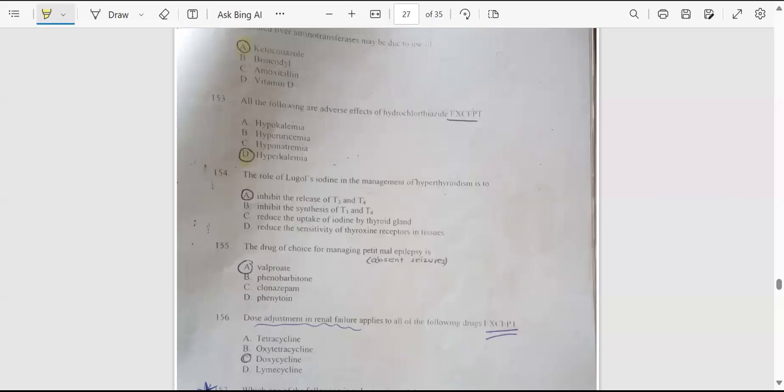Hyperuricemia caused by loop diuretics. How do you manage? What do you do? First, tell me, how do loop diuretics cause hyperuricemia?